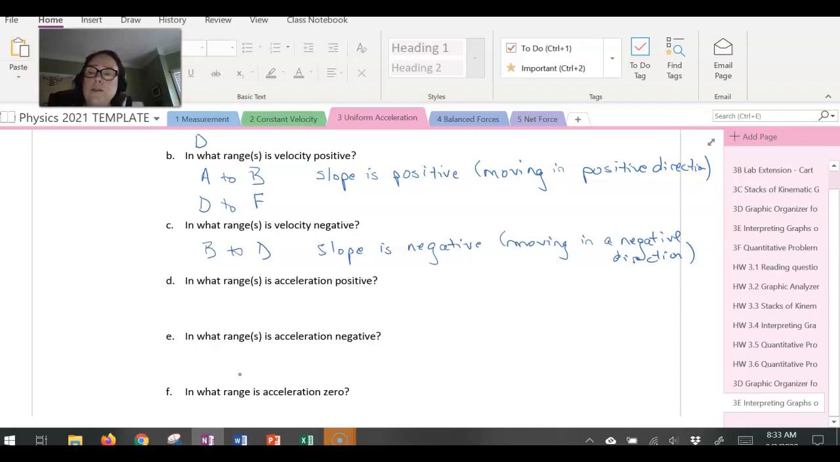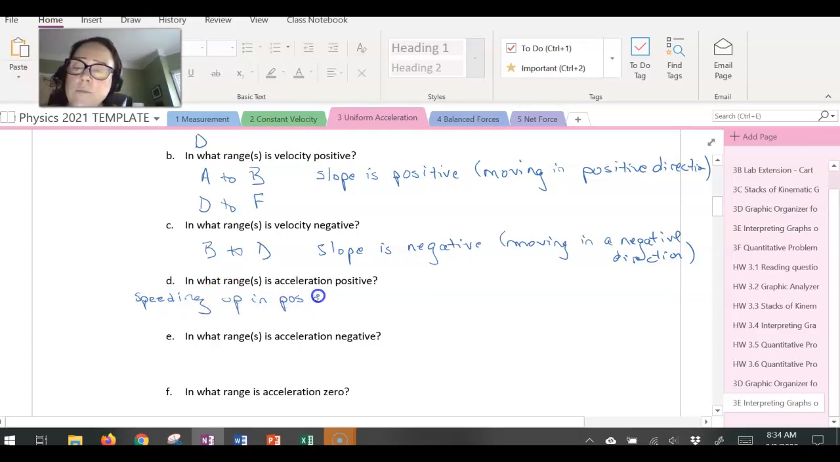And I know that velocity and acceleration don't always point in the same direction, but we have a rule that says that when an object is speeding up, then acceleration and velocity point in the same direction. So there are two scenarios where acceleration would be positive. If it's speeding up in the positive direction, that means that velocity is going to be positive and acceleration would be positive.